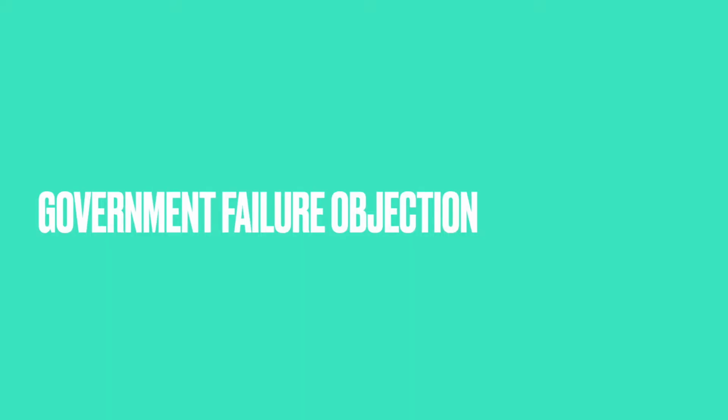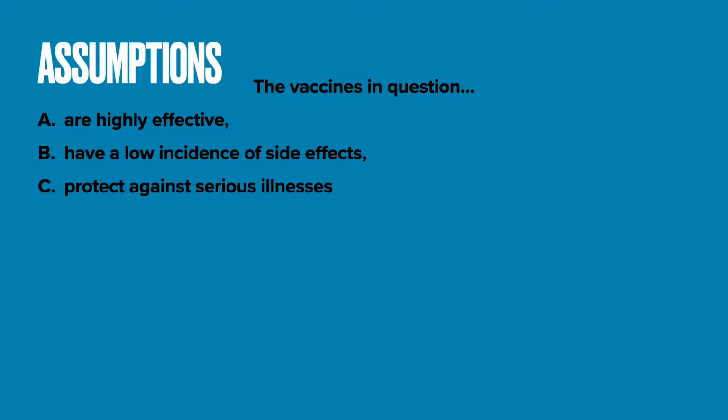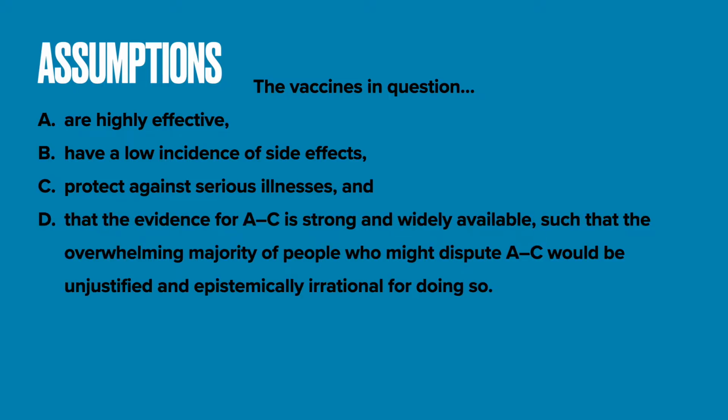Now we're going to turn to what's known as the government failure objection. We had four assumptions earlier. A, that these vaccines are highly effective. B, that they have a low incidence of side effects. C, that they protect against serious illness. And D, that evidence for A through C is strong and widely available.